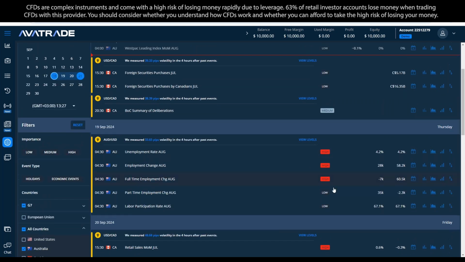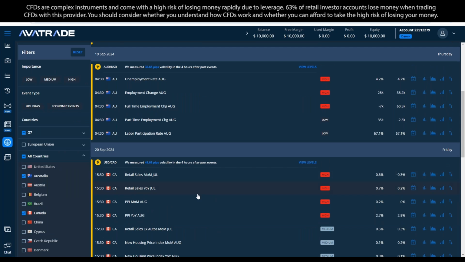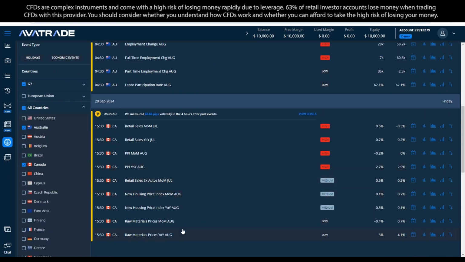We can also filter it by the impact. So this one is low. The part-time employment is not a significant event. This is why it's categorized low. If we're looking at the retail sales, medium, and we have the high impact, which is high, okay, is an example.